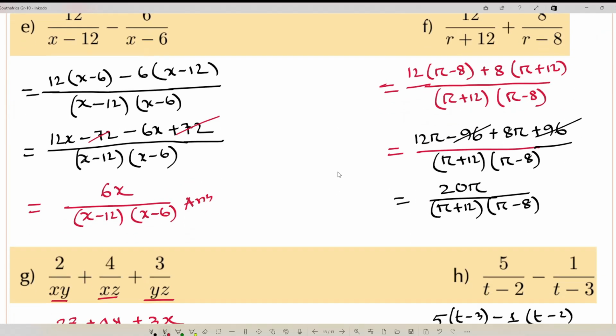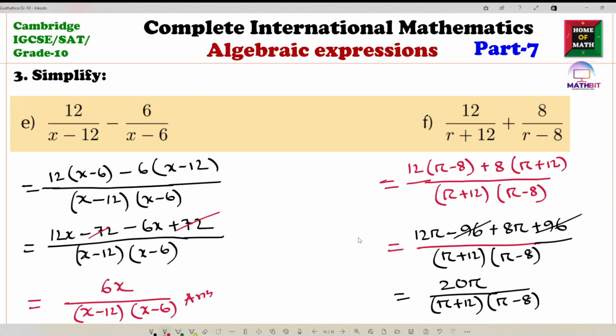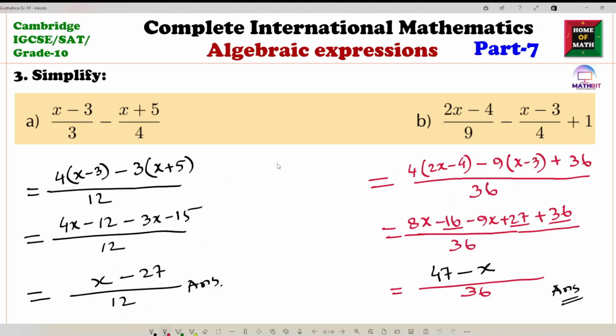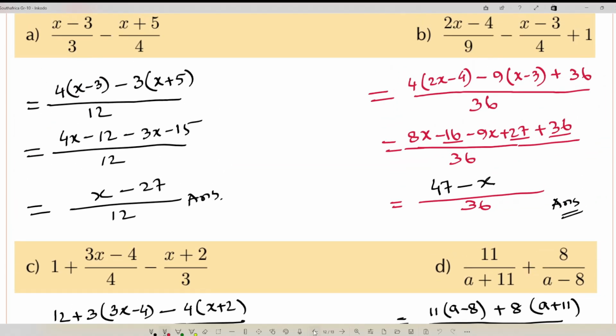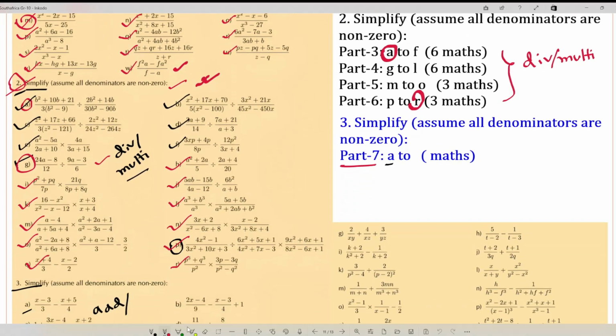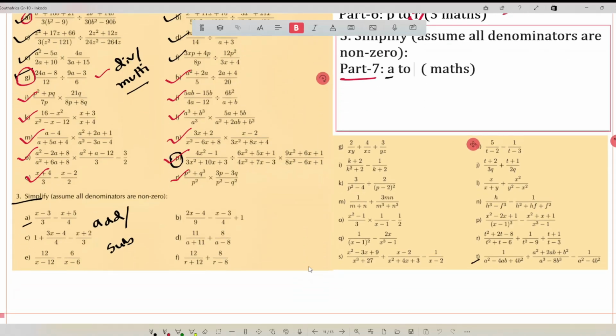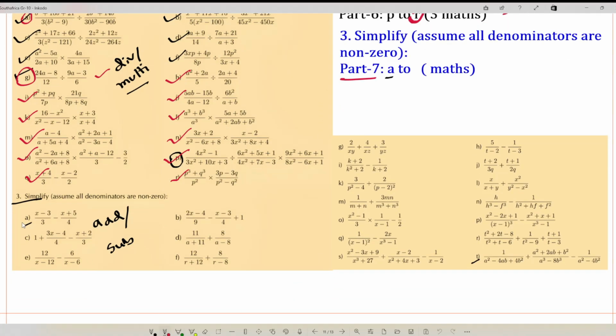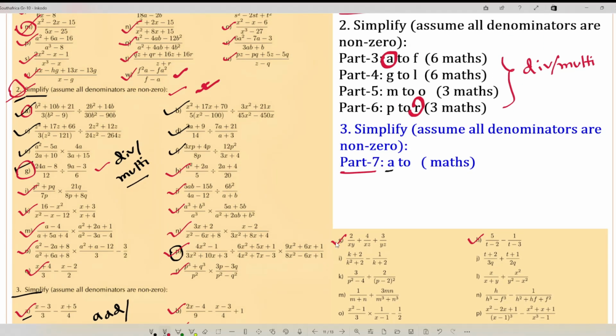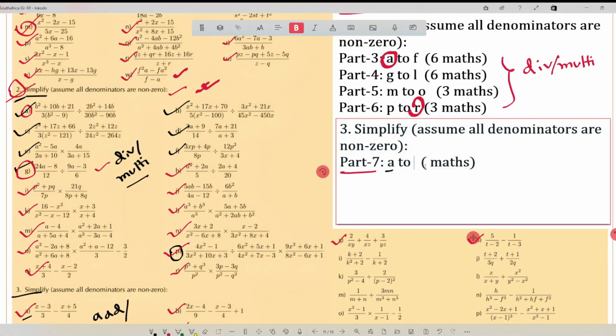In this part 7 we tried to solve 8 maths problems. So we can write here in our summary, we completed A, B, C, D, E, F, G, H. So A to H, and the number of problems is 8.